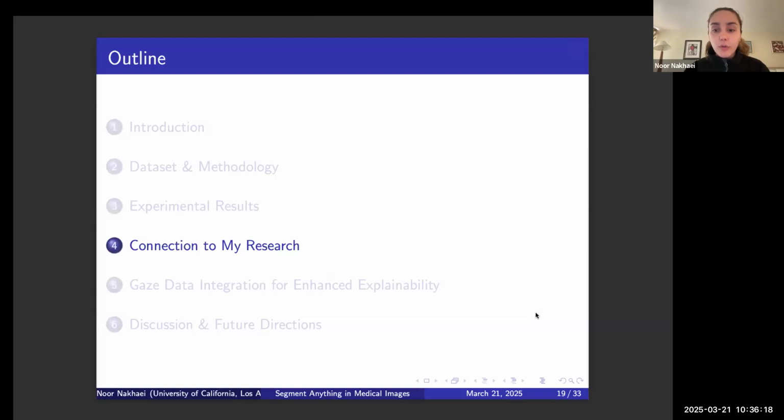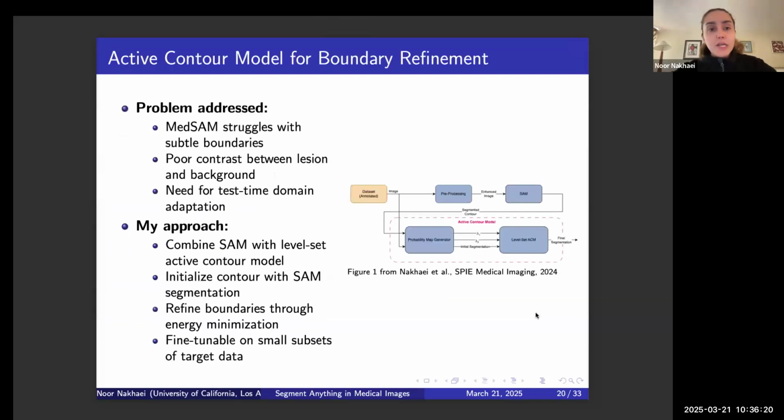Connection to my research, I'll go over this a little bit faster. I think I've been talking too much already. One of the problems we were trying to address was that MetSam was struggling with subtle boundaries. For the images that had poor contrast between lesion and background, it was not doing as well. And there was a need for test time domain adaptation, as we talked about. We were using SAM at the time when we published. MetSam, I think, was published maybe a couple of weeks before our paper was published.